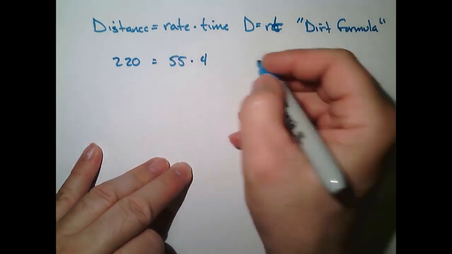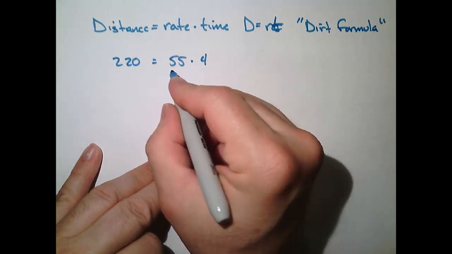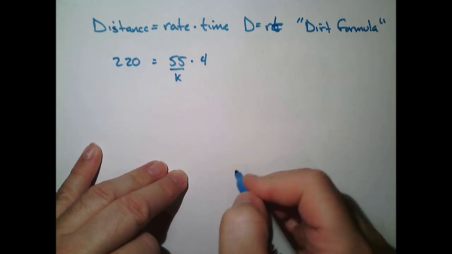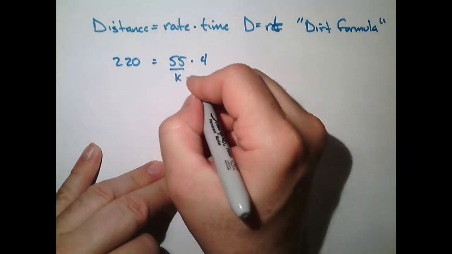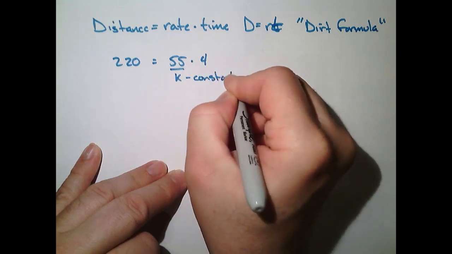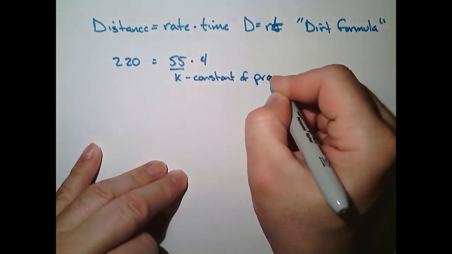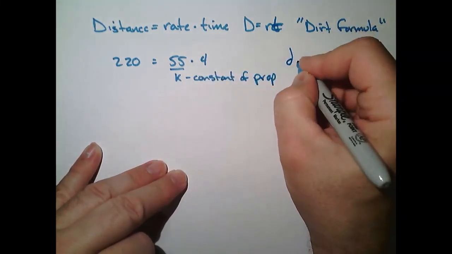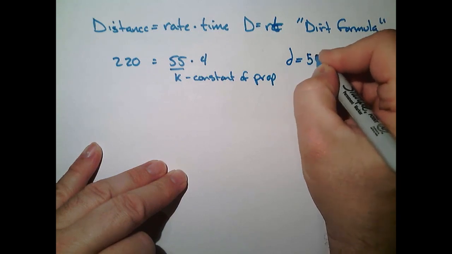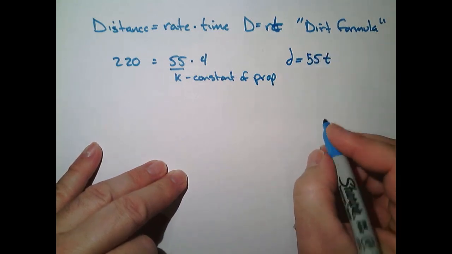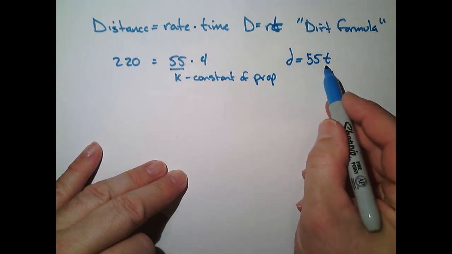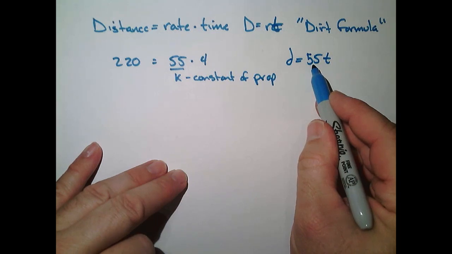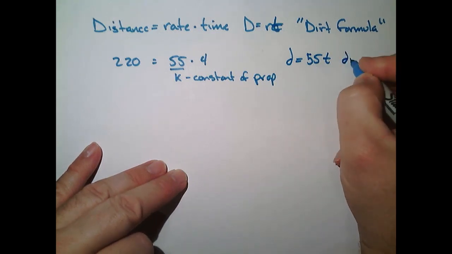If we were to set our rate as our constant, so we're going to say we're always going 55 miles an hour, then this becomes a constant of proportionality, and we have a direct variation. We have distance is equal to 55t. So however far we go varies directly by how much time, and the proportion is our 55 miles an hour. So that's just a direct variation.